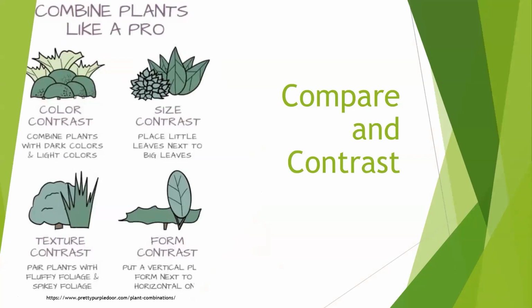Okay, so talking about comparing and contrasting these plants, we've talked about this a little bit. There are different ways that you can contrast using your plants. And we talked about plant color, combining dark plants with light plants, combining different colors of plants that play well with each other. Also, we can use the size of the plants as a way to contrast. Some are really big and some are really small.